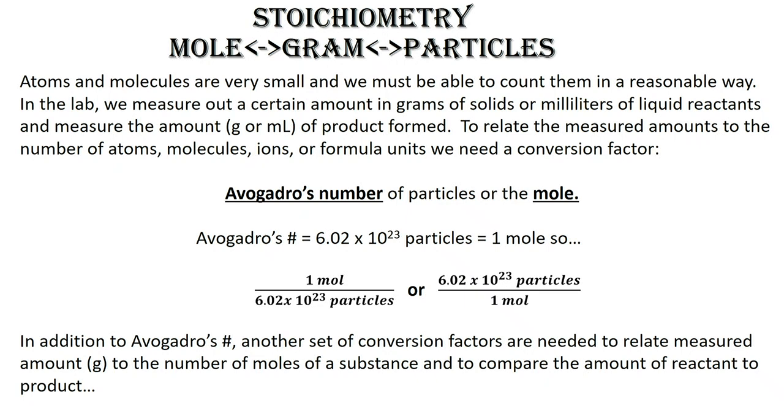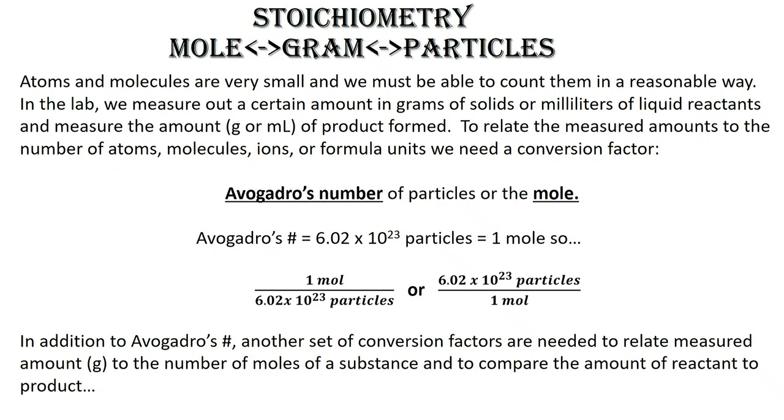In order to relate the measured amounts to the number of atoms, molecules, ions, or formula units, we need a conversion factor. Avogadro's number is the conversion factor that we use. Avogadro's number is simply a number. Just like a dozen is 12, or a pair is 2, or a ream is 500, a mole is 6.02 times 10 to the 23 particles.